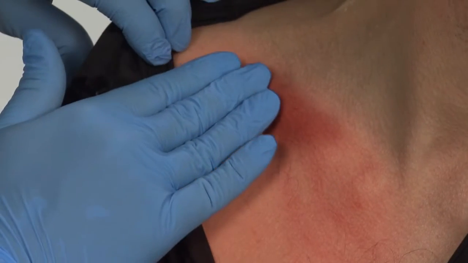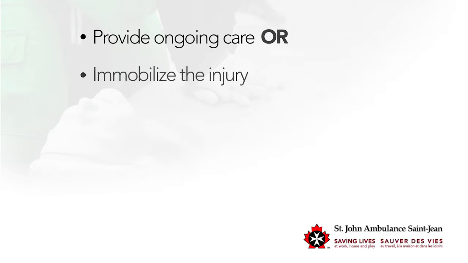Is there tenderness at the site and pain when the arm is moved? If a fracture or dislocation is suspected, the casualty requires medical attention. If an ambulance is coming, provide ongoing care. The casualty will support and immobilize their injury.